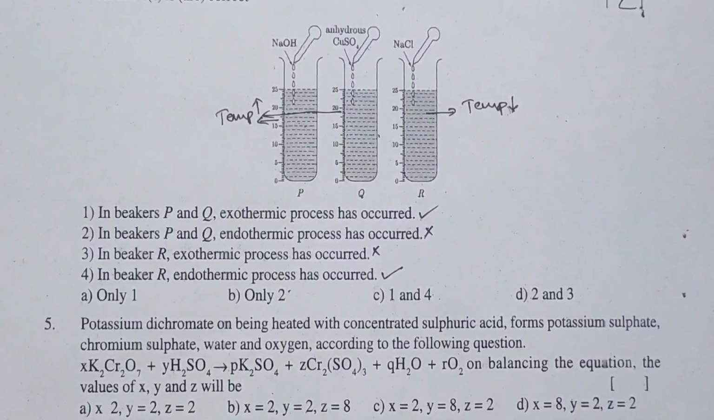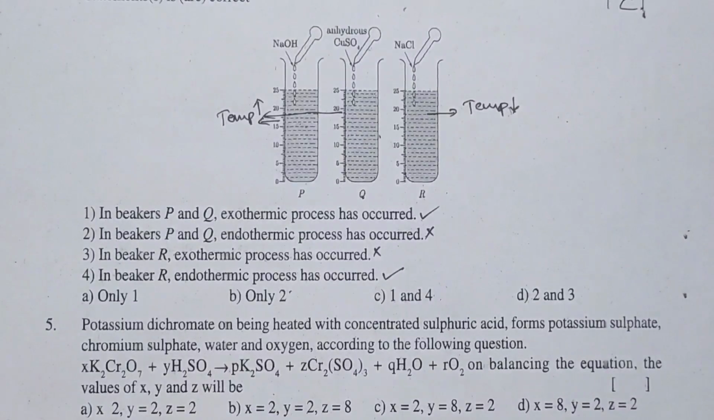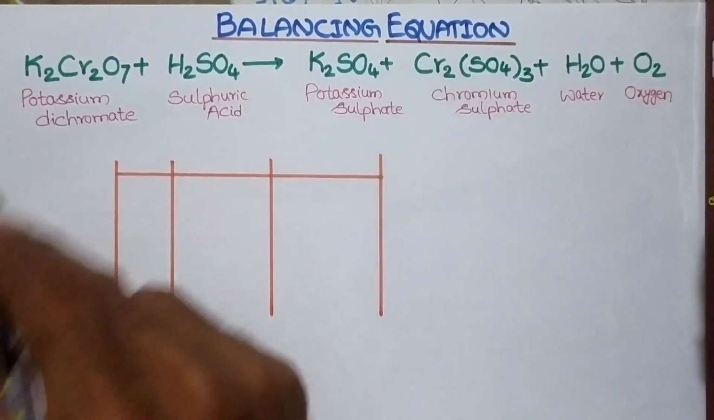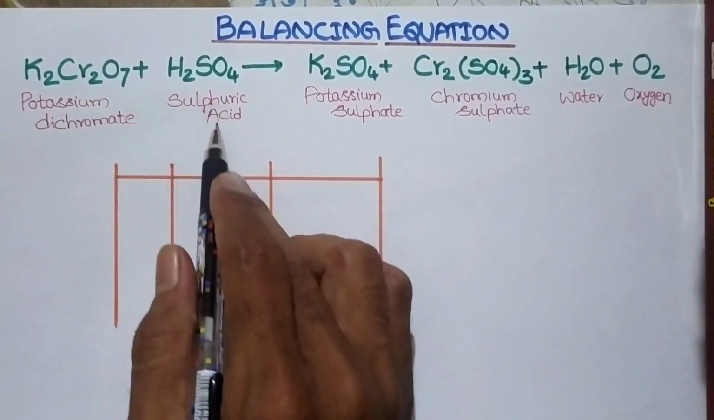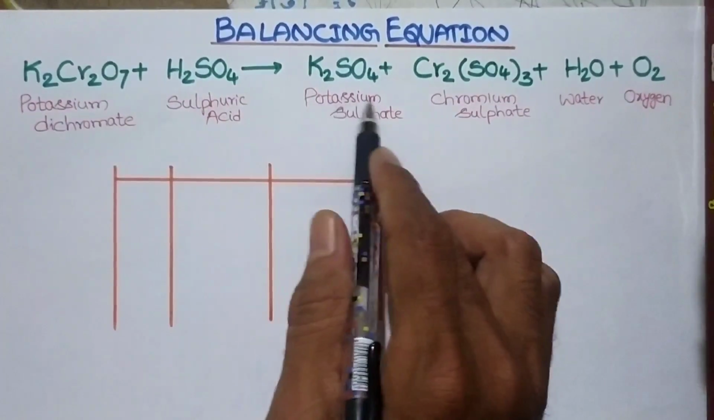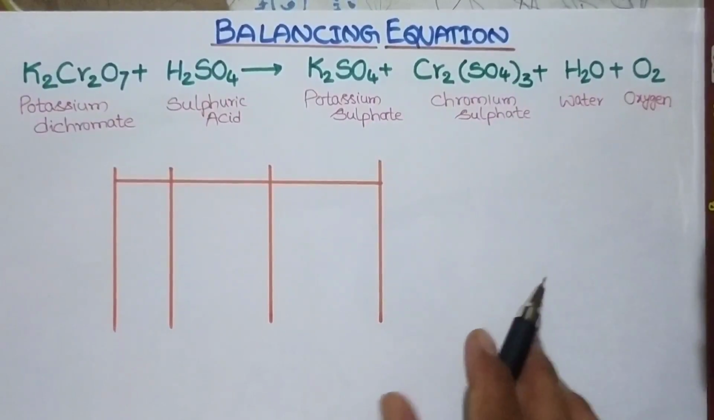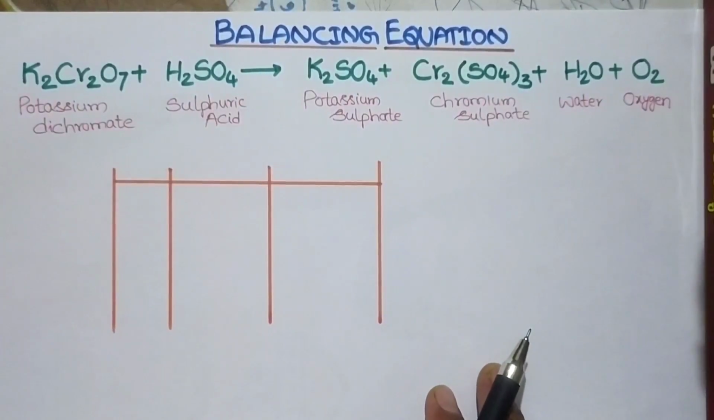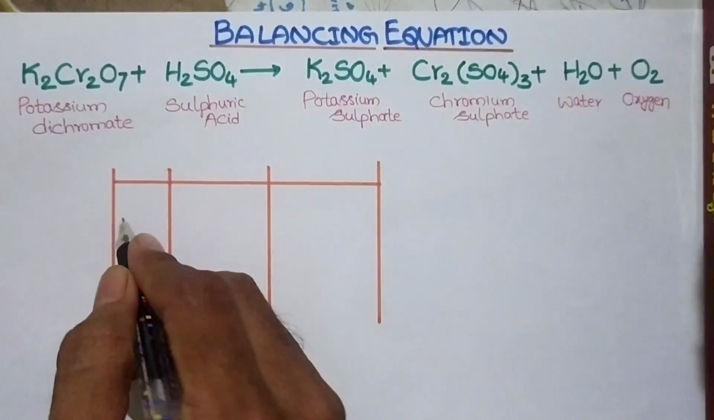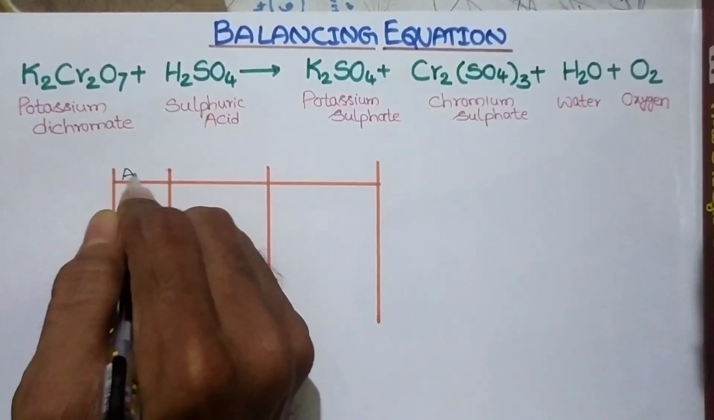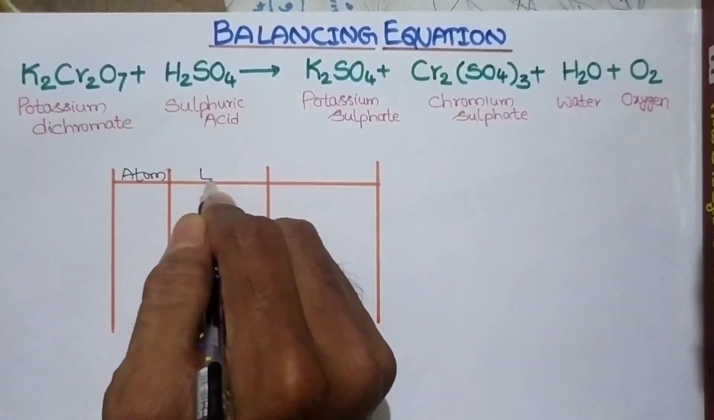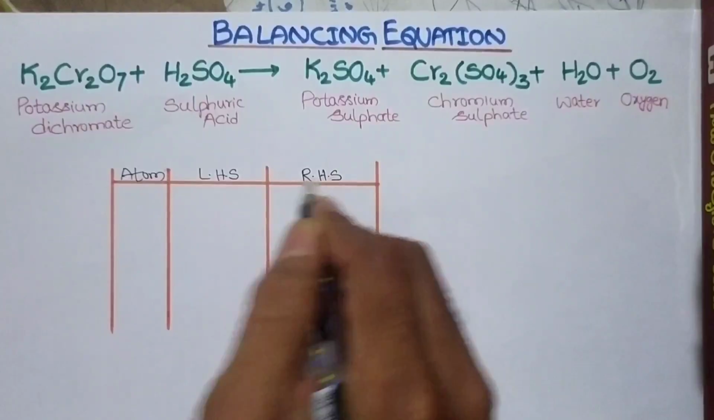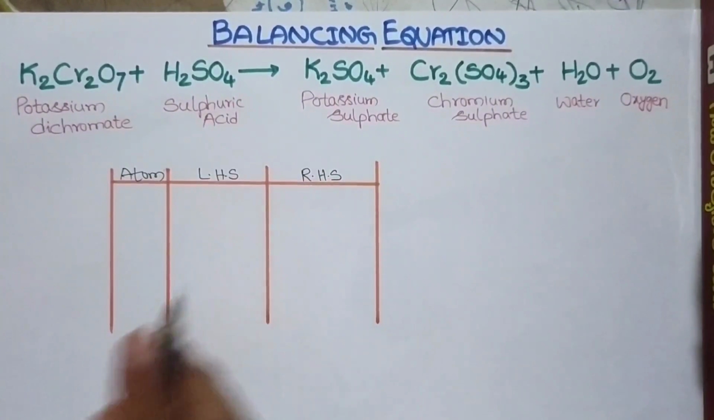Now let us see how to balance the given equation. Potassium dichromate reacts with sulfuric acid to give potassium sulfate, chromium sulfate, water and then oxygen. Clearly it is not a balanced equation, it is an unbalanced equation, or it can be called a skeleton equation. So let us write the atoms here, the left hand side as reactants and the right hand side as products.